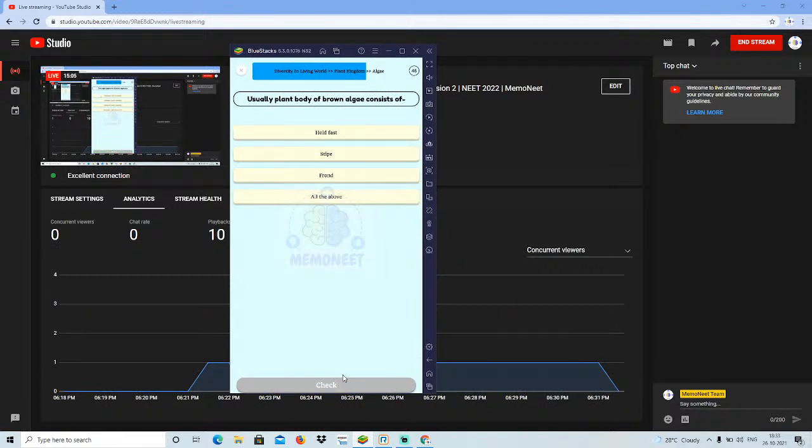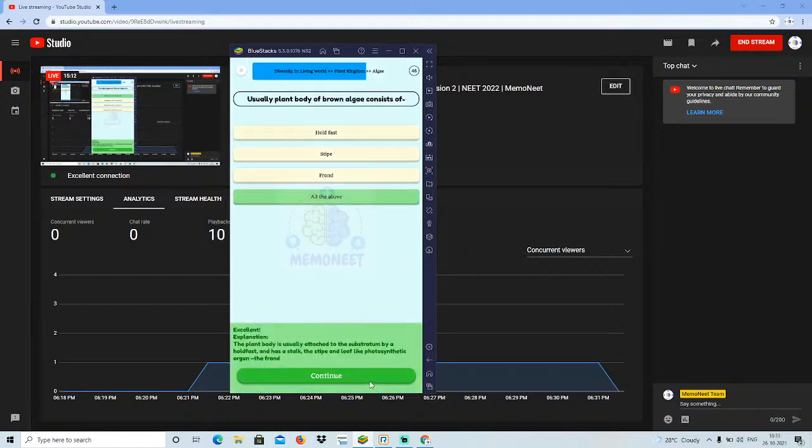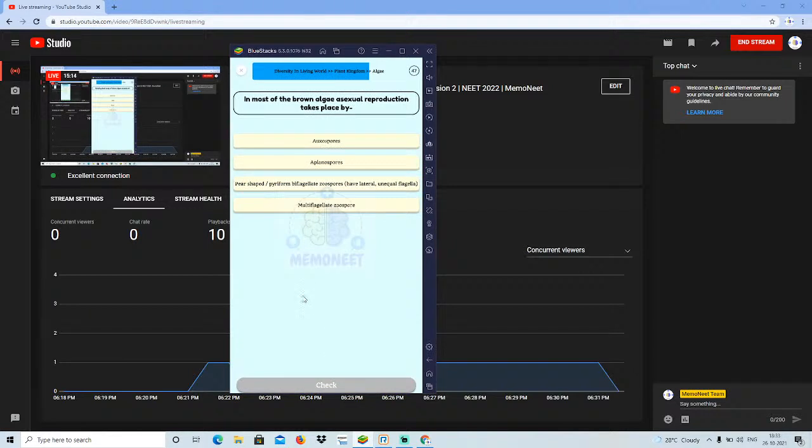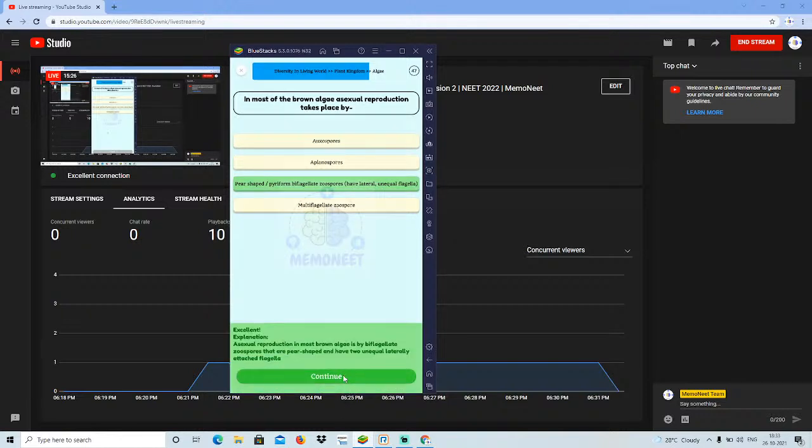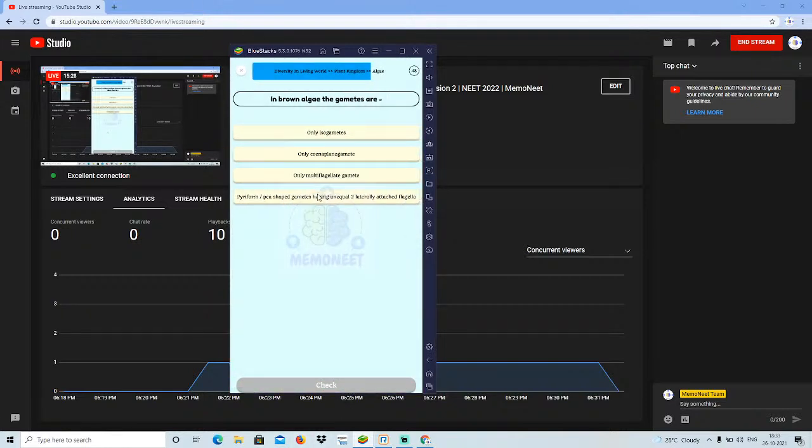Usually, the plant body of brown algae consists of all three, right? Holdfast, stipe, and frond, all of the above. In most of the brown algae, asexual reproduction takes place by pear-shaped, pyriform biflagellate zoospores. They have lateral and unequal flagella. This is true. In brown algae, the gametes are pyriform, having two unequal, laterally attached flagella. This actually comes in the last 4 or 5 lines at the end of the brown algae.